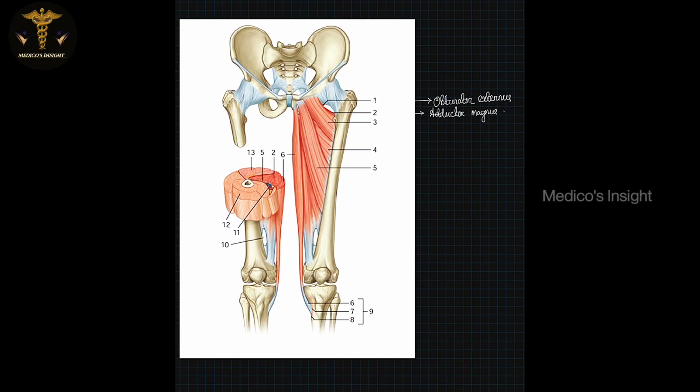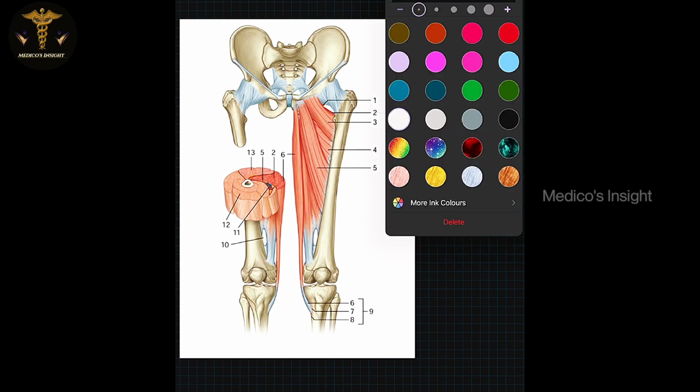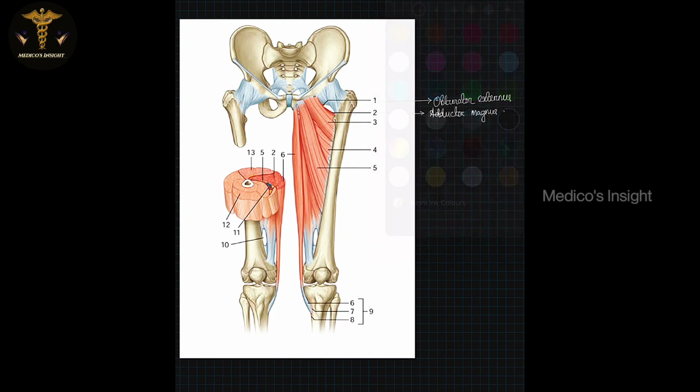Adductor magnus has two heads. Both arise from the ischial tuberosity, and here it is the ischial tuberosity. Okay, so adductor magnus has two heads, one is the hamstring head, from the hamstring group of muscle, and another one is the adductor head. Adductor magnus has two heads.